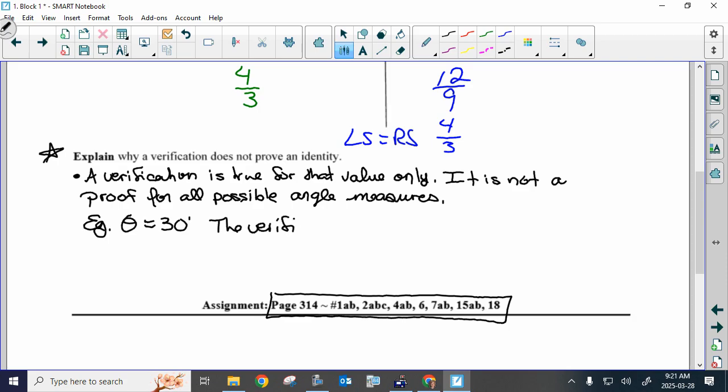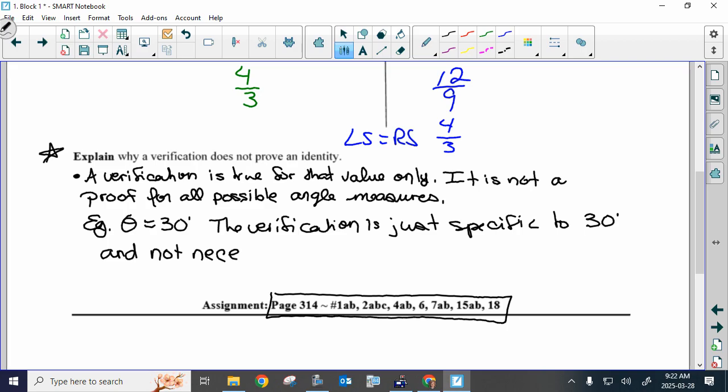The verification is just specific to 30 degrees and not necessarily a universal proof.